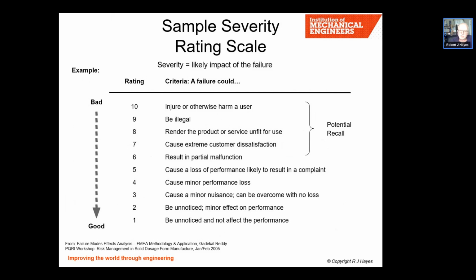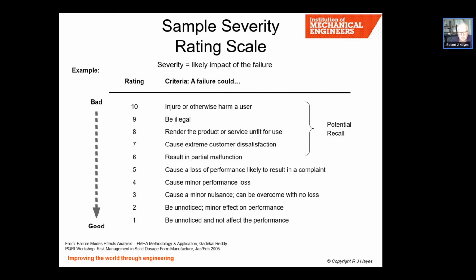But if we're looking at the severity of something going wrong, obviously the worst thing that could happen is we harm the user. So that scores a 10. And the best thing that could happen is it'd be unnoticed and not affect the performance of the product. And then there's a scale in between. And if you look at these, and this is the thing I liked about this when I first saw it, they're really quite specific, and you can easily determine which level this potential risk is going to land on.